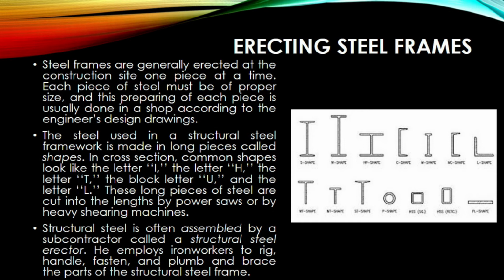The steel used in a structural steel framework is made in long pieces called shapes. In cross-section, common shapes look like the letter I, the letter H, the letter T, the letter U, and the letter L. These long pieces of steel are cut into lengths by power saws or by heavy shearing machines. Structural steel is often assembled by a subcontractor called a structural steel erector. He employs iron workers to rig, handle, fasten, clamp, and brace the parts of the structural steel.